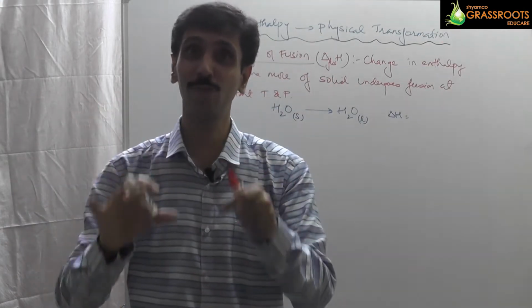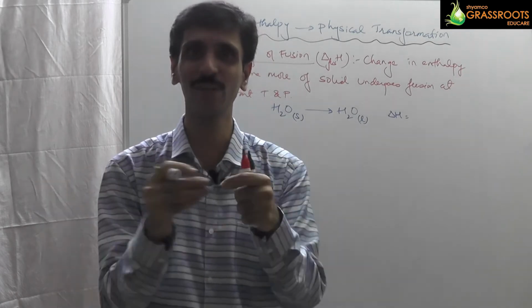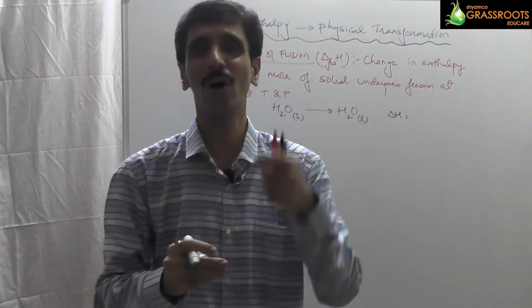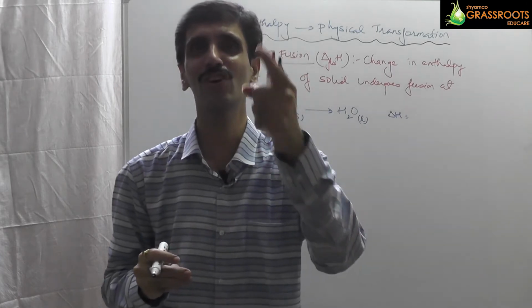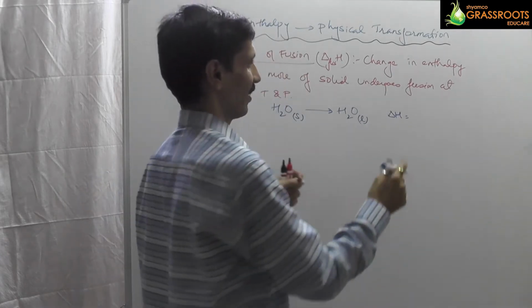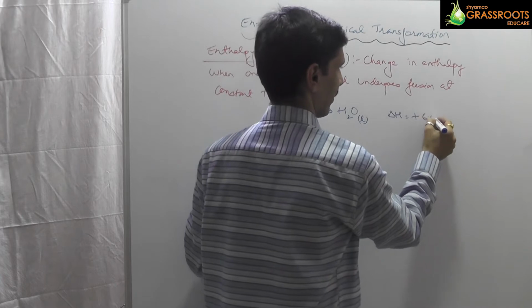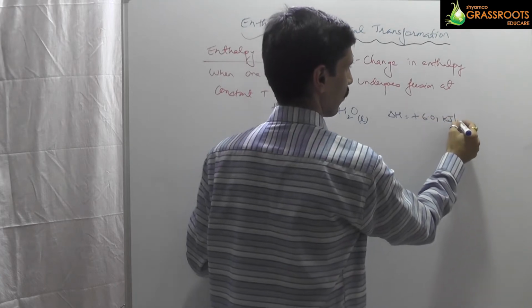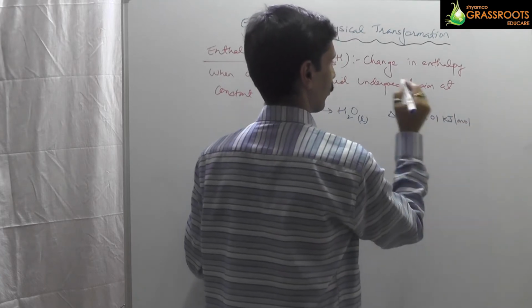That means we are providing heat. और जहां पर भी heat absorb होता है, that means वो process endo होता है. Endo मतलब साइन क्या होगा दोस्तों? जी हाँ, positive. So delta H is equal to positive 6.01 kilojoules per mole. Okay, this is what the units is.